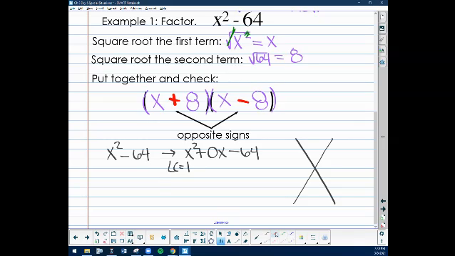So we can just figure out, oh, okay, what multiplies to give me negative 64, but adds to give me 0? Well, we've got positive 8 and negative 8. And then you know, okay, yeah, I know how to do that. x plus 8, x minus 8, and we're good.